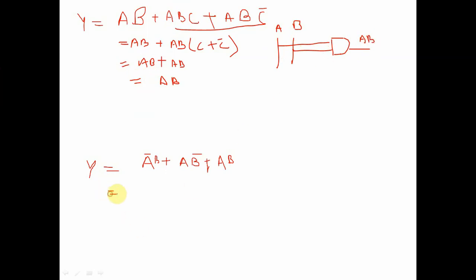Now I am taking a second example. In these two expressions, which term is common here? There is no term common here, but in these two terms, which term is common? Here a bar b. And in these two terms, the a term is common. The remaining term is b plus b bar, but b plus b bar is 1, so the final expression is a bar b.